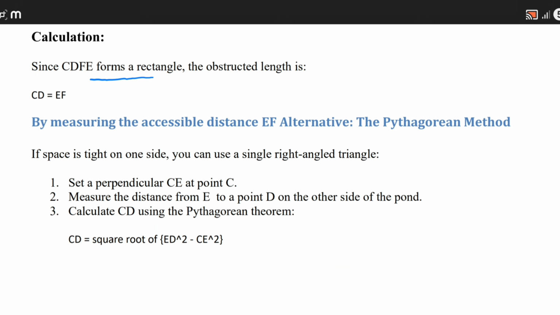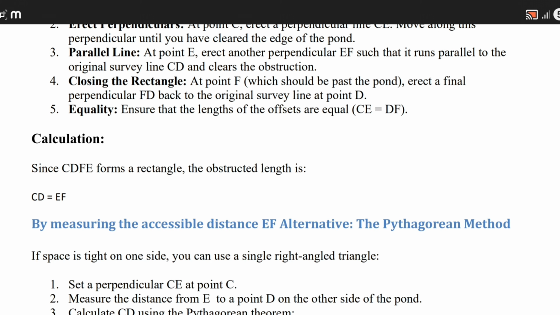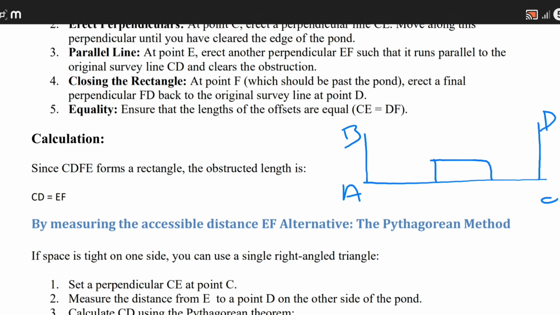Finally, you can calculate the rectangular obstacle: the line CD is equal to EF. Let me just draw one line. Let us consider this is the point. On both sides you have A, B on this side, and C, D. Let us consider this is A, B, C, D. Then you have to erect E on this side and F on this side.